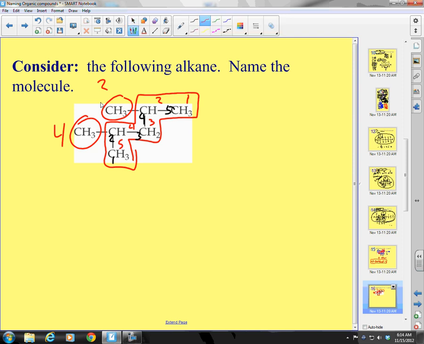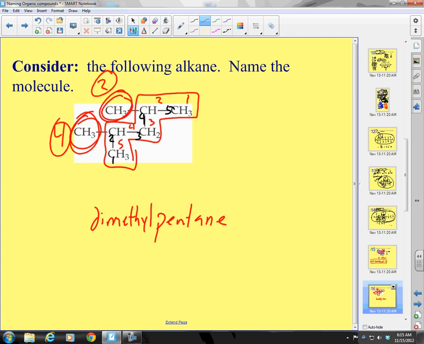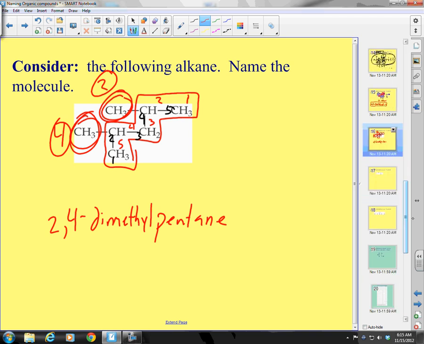All those bonds are single. So that means it's what? It is a pentane. What kind of pentane? Well, I've got 2 groups. They are both methyls. That means this is a dimethylpentane. Where are those? On the 2 and on the 4. 2,4-dimethylpentane. Excellent. A couple more and then we'll call it a day.